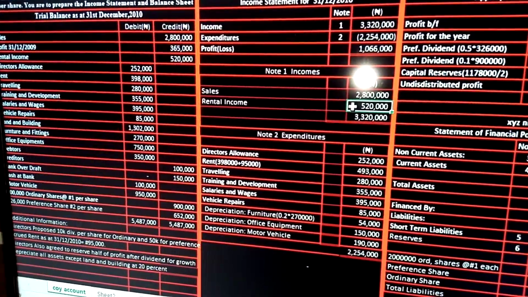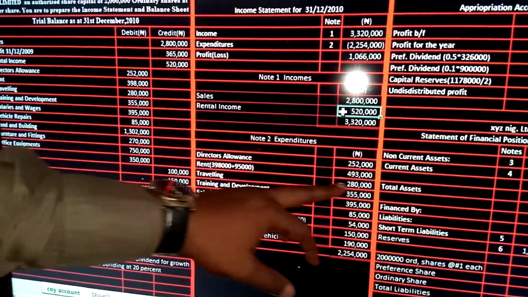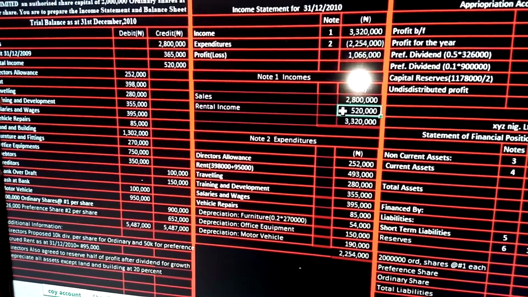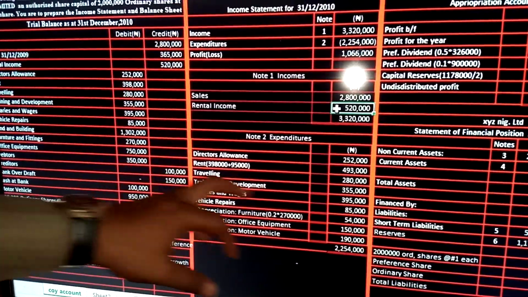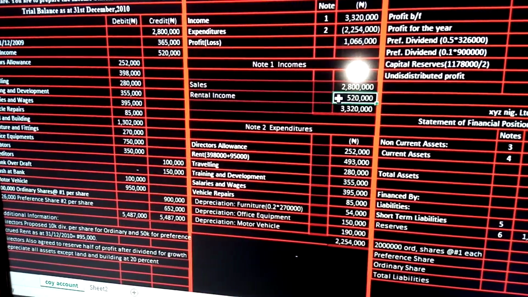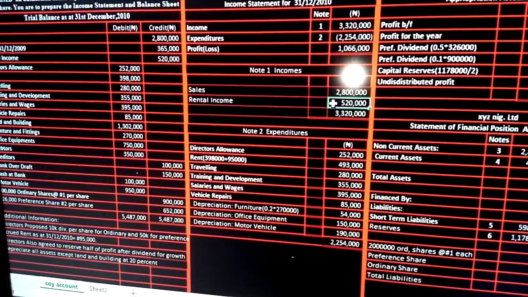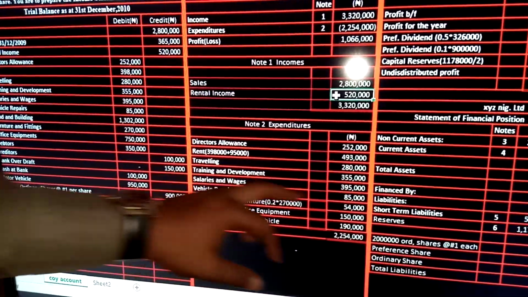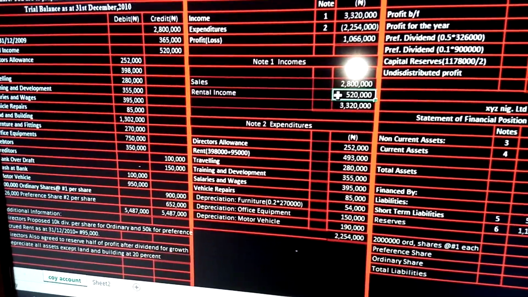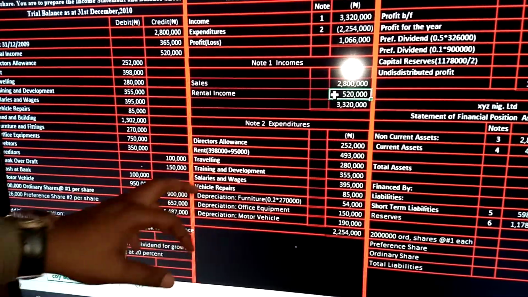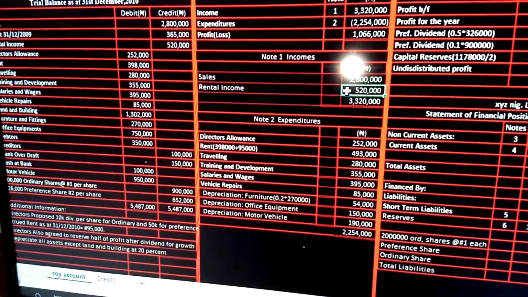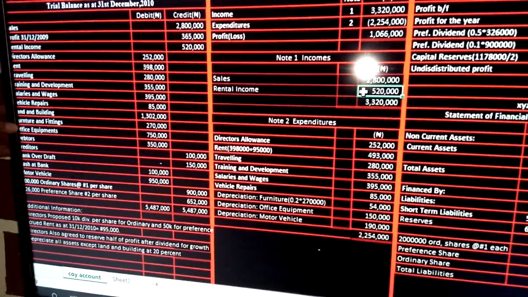The next one is traveling. Is there information on traveling? No. So we take it straight, 280,000. Training and development, 355,000. Is there information on training and development? No, we take it straight, 355,000. Salaries and wages. Is there any information on salaries and wages? You check. No information. 395,000. Okay, we have vehicle repairs, 85,000. Any information on vehicle repairs? No. You put it there straight. Now, what other expense do we have? I think that's about it.